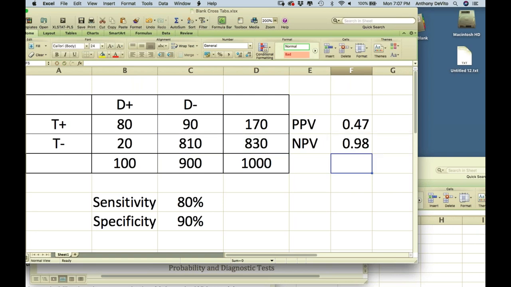So if you walk away from the doctor's office and he says you tested negative, the probability you really are negative is 98%. But if you walked away with a positive test, then you would say to yourself, well, gee, I'm only about 50% sure, 47% sure that I actually have this Nichols sensitivity.